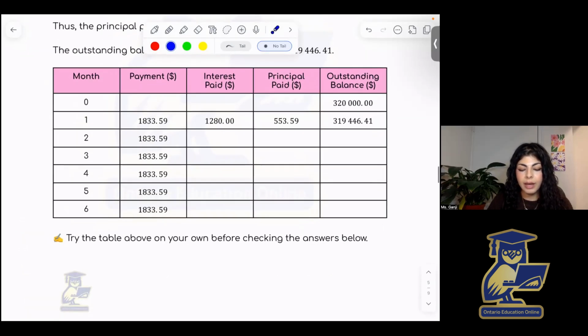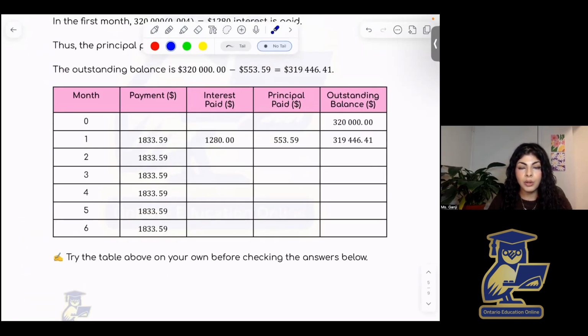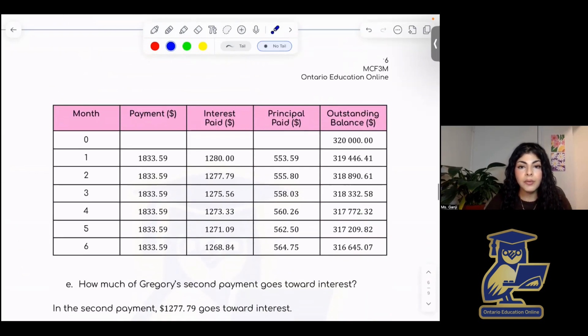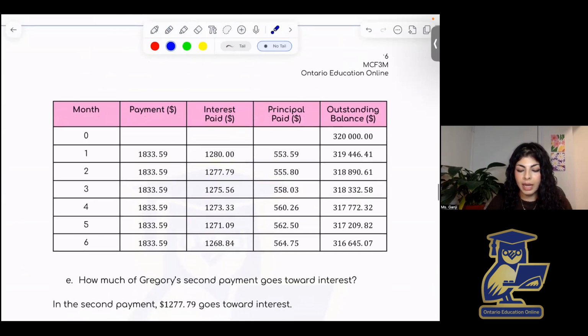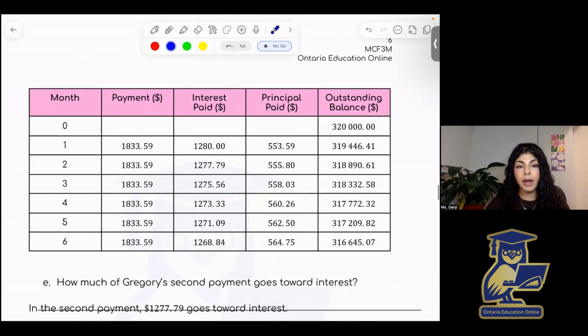And so now, take a moment, complete this on your own, or at least give it a try. The answer is on the next page, but give it a try for yourself as practice for this unit. If you had filled it out, these are all the answers that you should have received for all of his payments over 6 months.